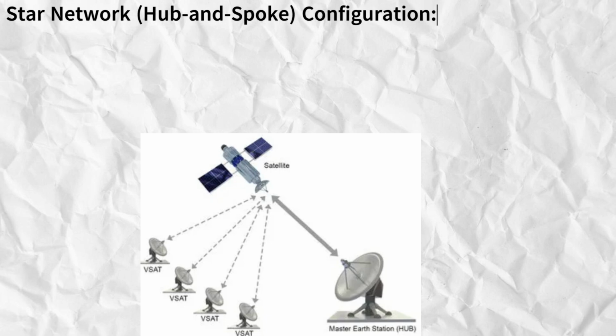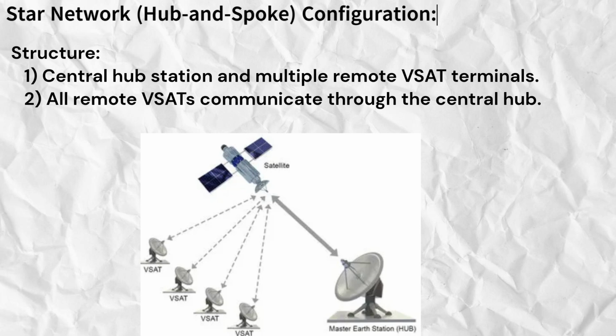Star network, hub and spoke. Configuration. The structure of a star network: a central hub station and multiple remote VSAT terminals. All remote VSATs communicate through the central hub.